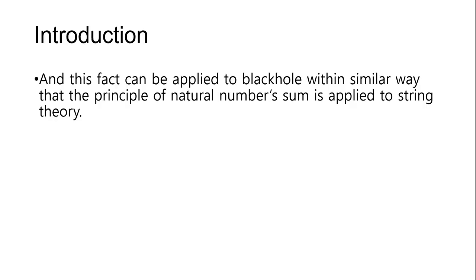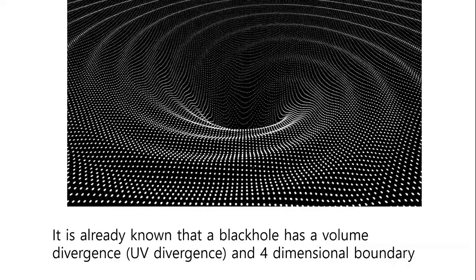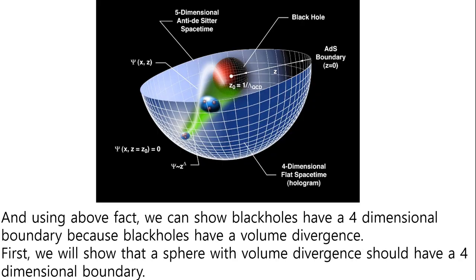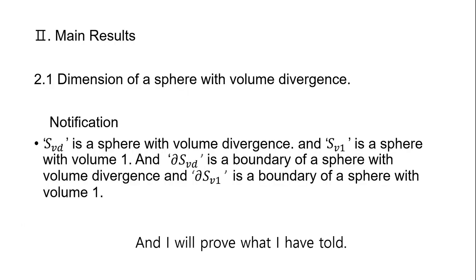And this fact can be applied to black holes in a similar way to how the natural number theorem is applied to string theory. It is already known that a black hole has a volume divergence and a four-dimensional boundary. Using the above fact, we can show black holes have a four-dimensional boundary because black holes have a volume divergence. First, we will show that a sphere with volume divergence should have a four-dimensional boundary. And I will prove what I have told.